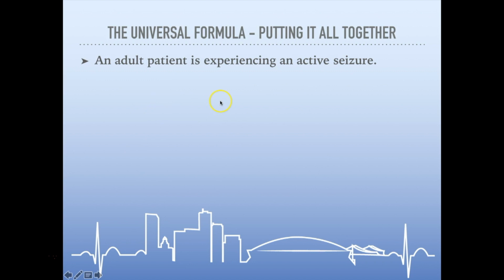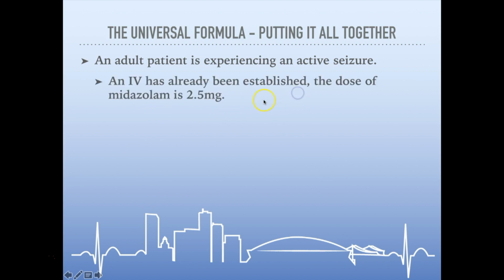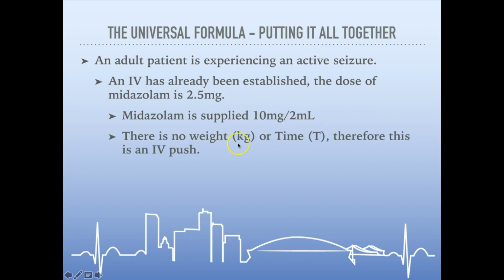We have an adult patient that's experiencing an active seizure. An IV has already been established, and our dose of midazolam is 2.5 milligrams. Our midazolam is supplied 10 milligrams in 2 milliliters. There's no weight and there's no time in our order, therefore this is an IV push.